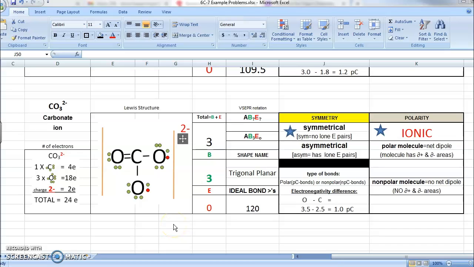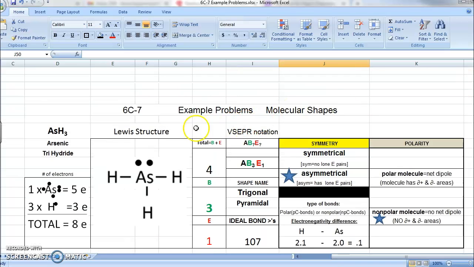And then as our third example problem on our 6C7 example problems. And from here, we will now begin doing some of our own problems, filling out the sheet just like this. Good luck. And if you have any questions, don't hesitate to ask.